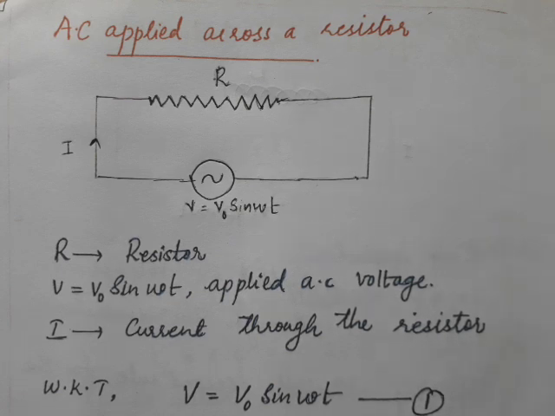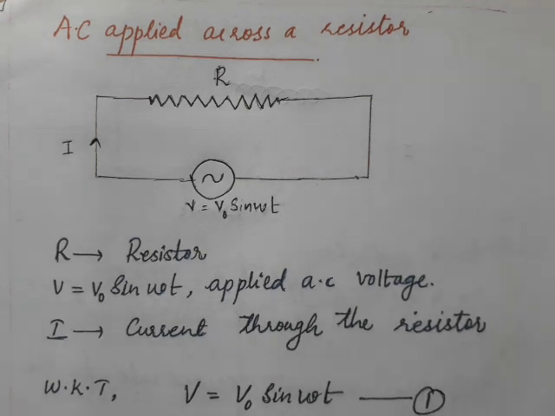Good morning, children. So, we have studied about AC, the average value of AC, and the RMS value of AC. Now, today we are going to discuss how the voltage and current are related in a resistor. That means we connect a battery to a resistor. Sorry, not a battery. We connect an AC source to a resistor and we study how the current is flowing through this resistor.